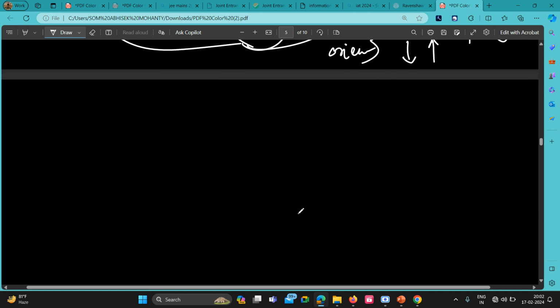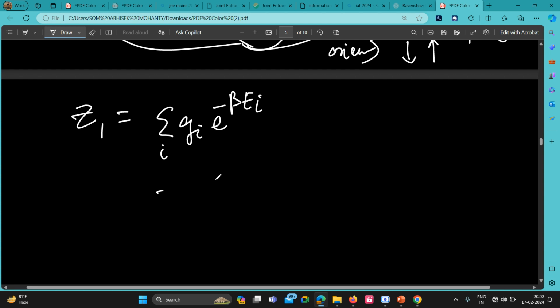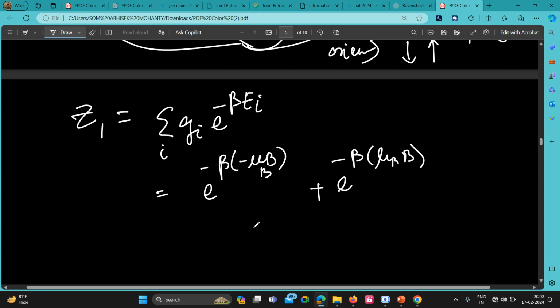Now if we have the energy values, then only can we get the partition function. That is the summation over i of g i e to the power minus beta E i. So that will be e to the power minus beta times minus mu B, plus e to the power minus beta mu B. That will be e to the power beta mu B plus e to the power minus beta mu B. Is it all right?